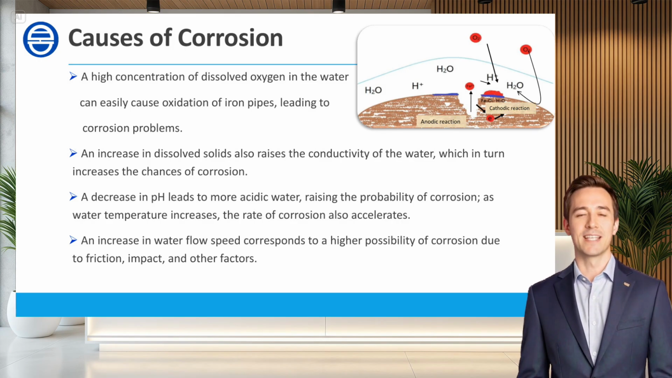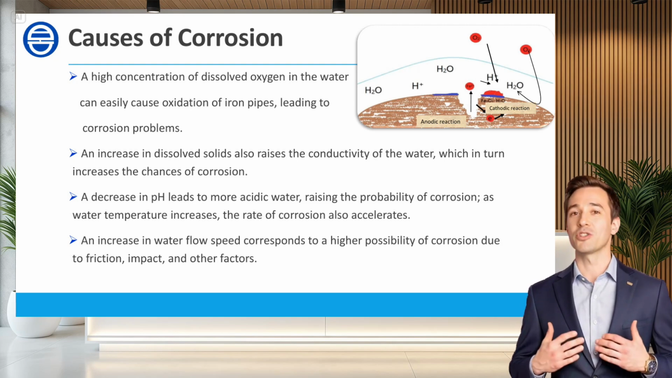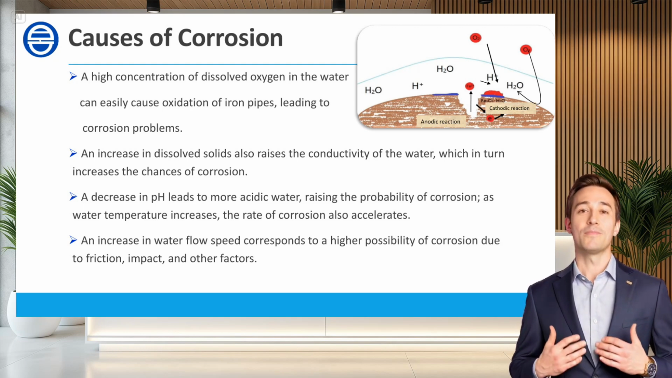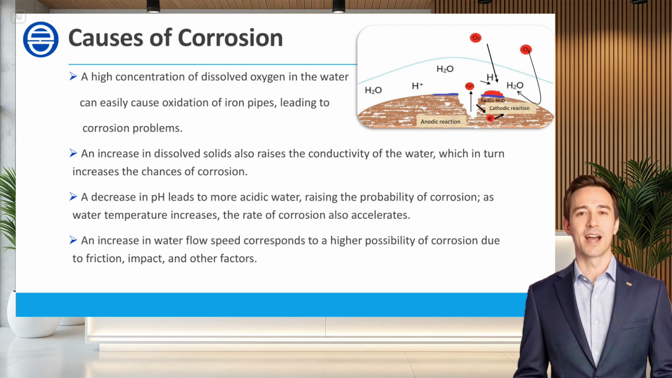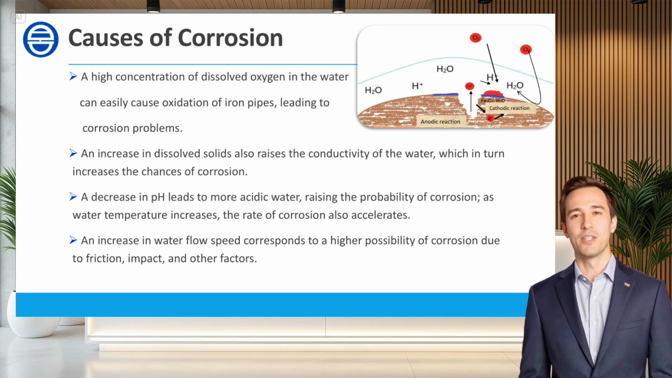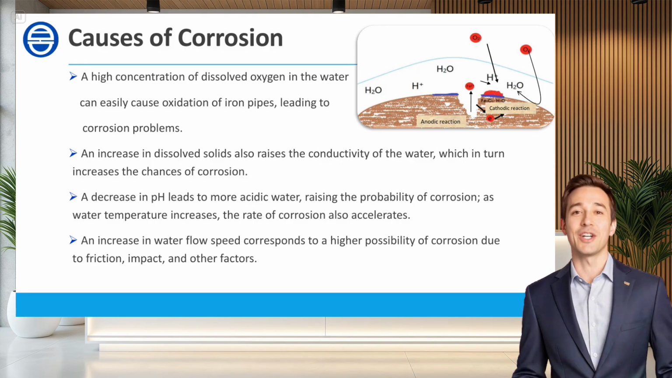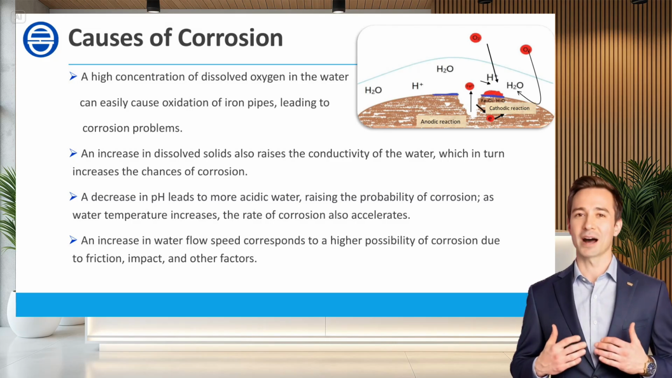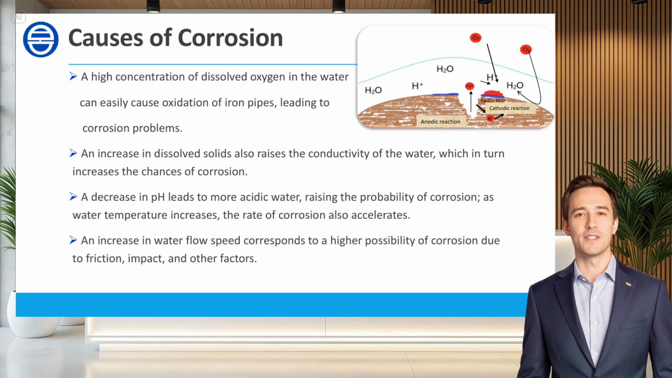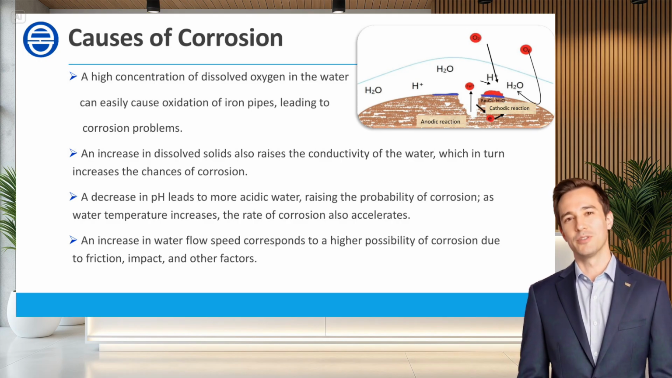If the water is acidic, and especially when the temperature rises, the corrosion rate goes up even faster. And it doesn't stop there. If the flow rate is too high, or there's strong turbulence, friction, or impact inside the pipes, that mechanical force can also wear down metal surfaces and lead to corrosion over time.